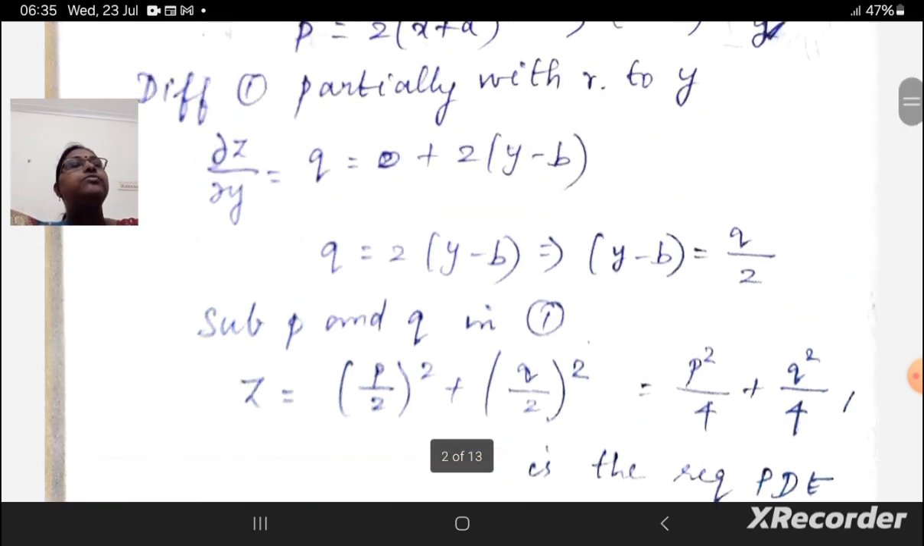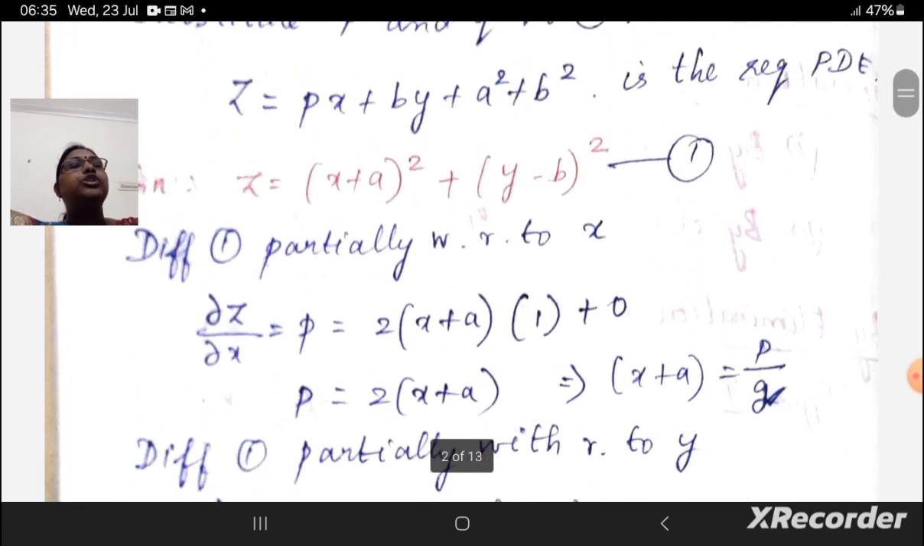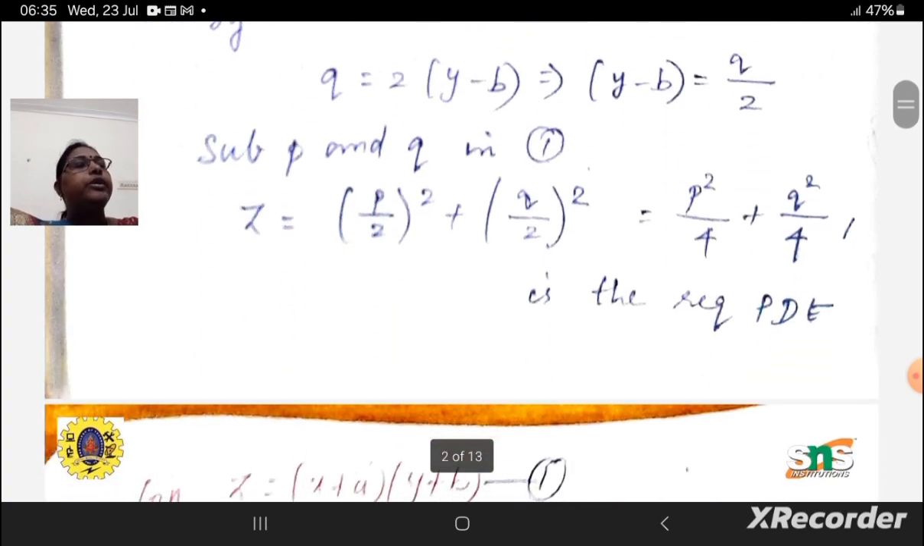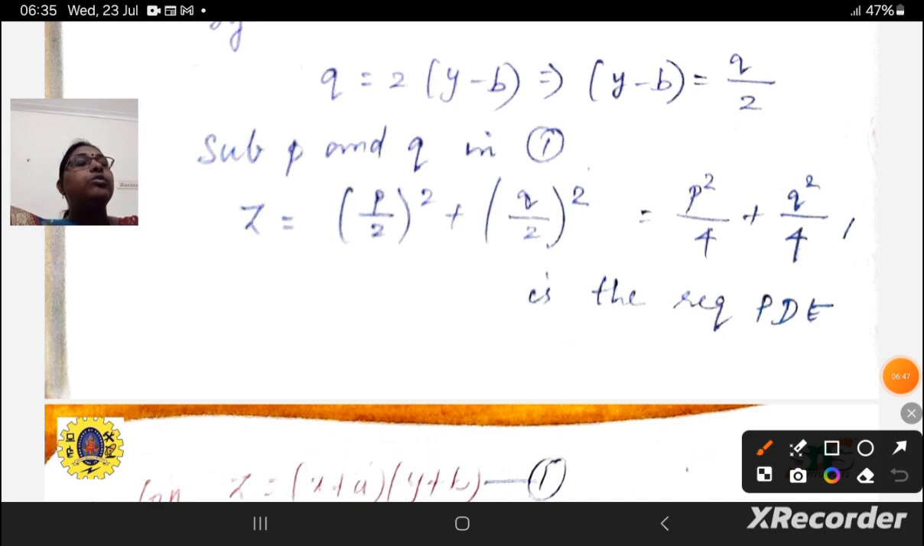These two values we replace in equation number 1, and we got (p/2)² + (q/2)². Squaring, we get p²/4 + q²/4. So z = p²/4 + q²/4 is the required partial differential equation.